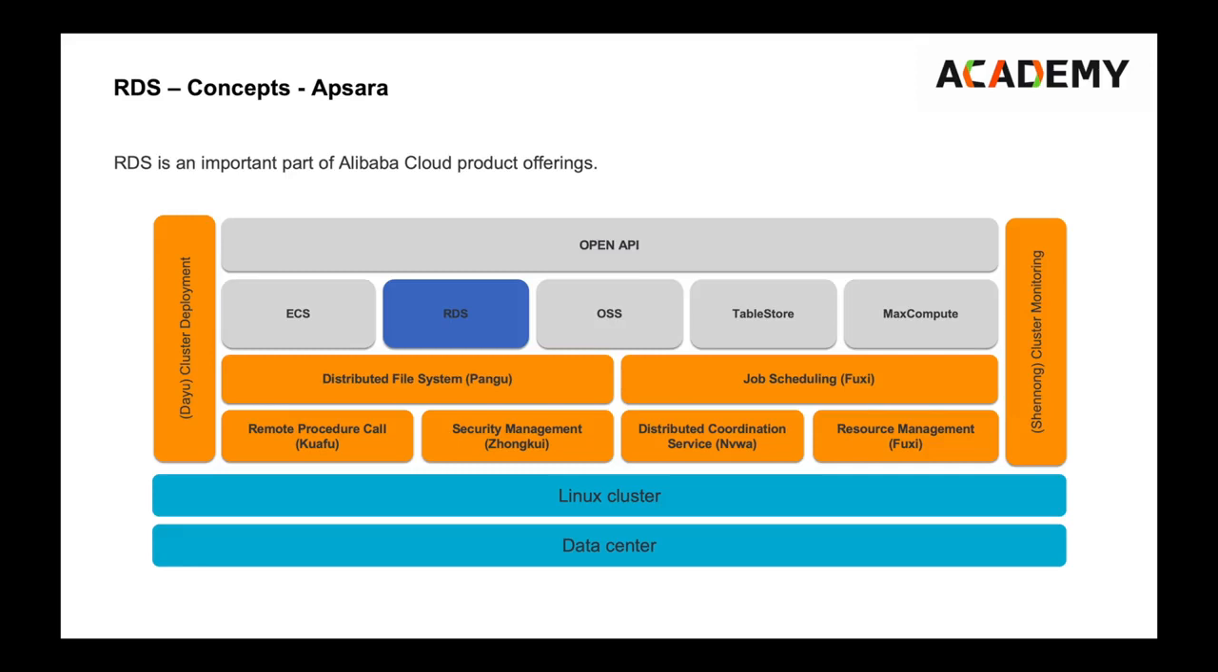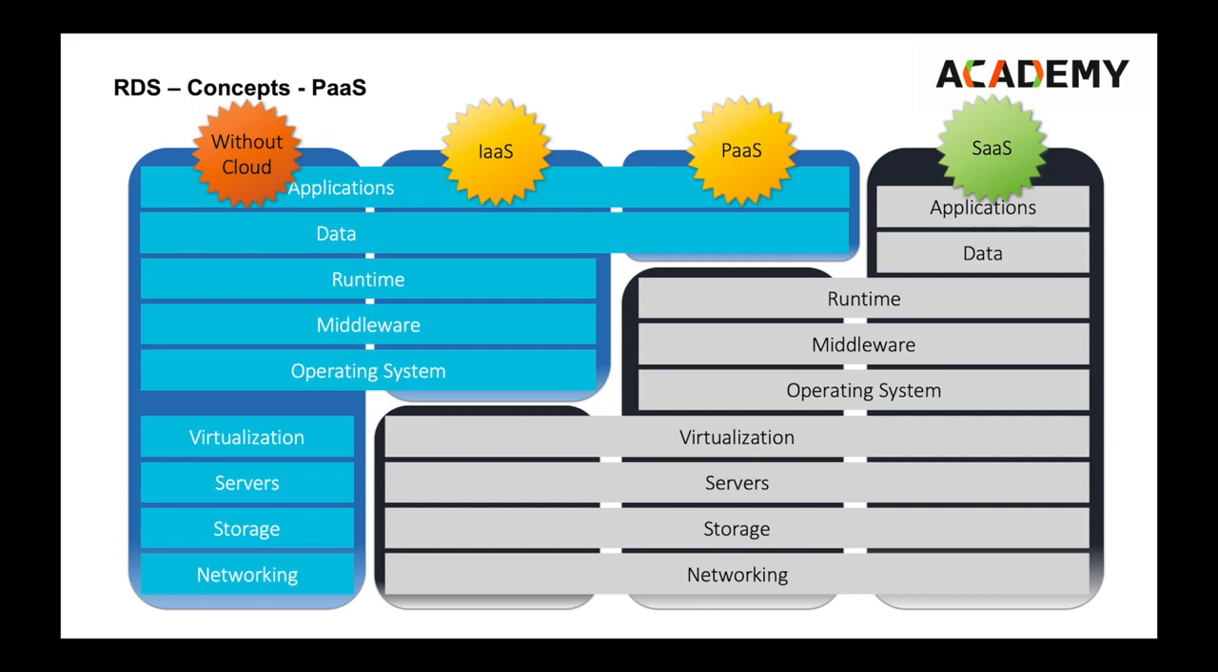RDS, like our other services, runs on top of Apsara. It runs on top of the Apsara platform, and it depends on Apsara services like the distributed file system, Pangu, in order to run properly. Unlike ECS, RDS is a PaaS service, meaning that in addition to servers, storage, networking, and virtualization, Alibaba Cloud also manages the operating system, middleware, and database runtime. So you only need to worry about setting up databases and creating database users. That's it. You don't have to worry about actually tuning MySQL or PostgreSQL or patching or updating your operating system. That's all handled for you by us.